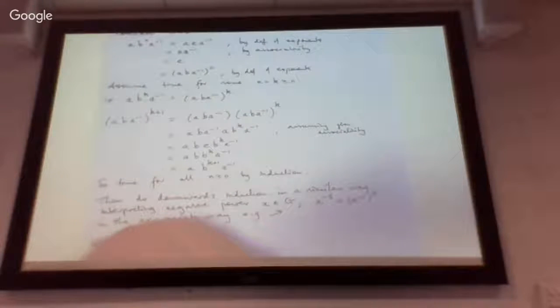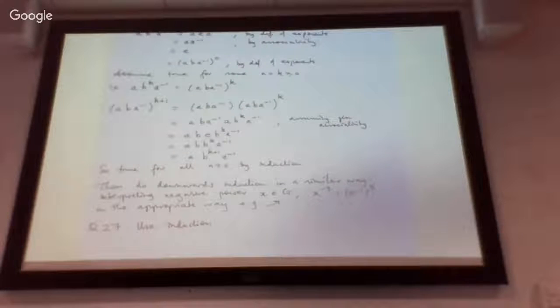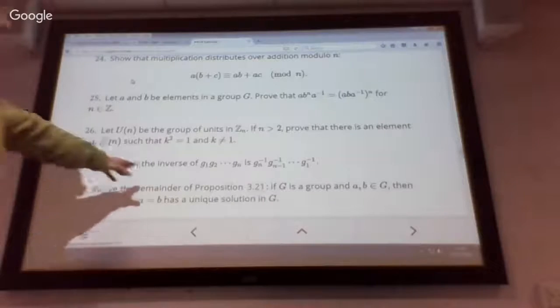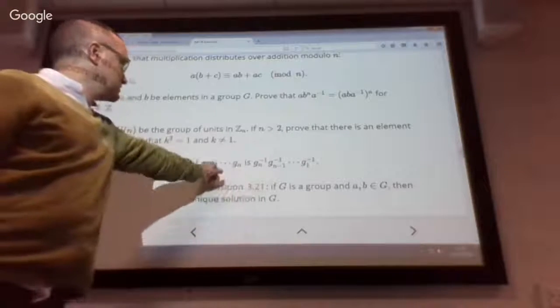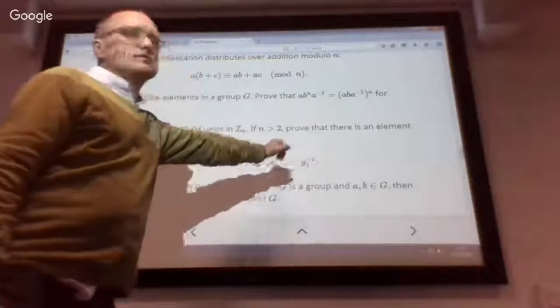Question 27, I would say, is very similar. So use induction there as well. I'll skip over it for the moment to get to some of the other exercises. But if you look at question 27, it's a kind of result that feels a bit similar. So here you're saying prove the inverse of a big long product, g1 up to gn, is the product of the inverses but in the opposite order.